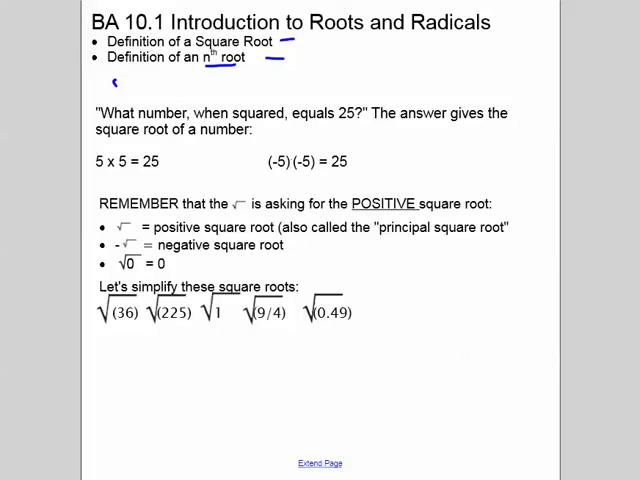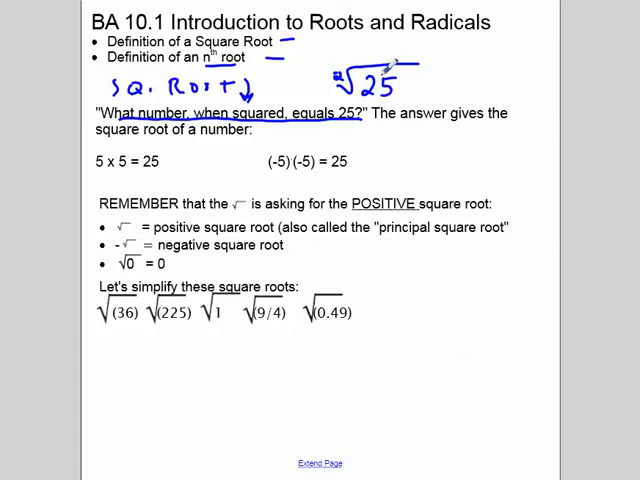A square root talks about this. What number, when squared, equals 25? That would be the same thing as the square root of 25. And we talk about the square root because in here there's an unwritten number. If it's not written, we assume that there's a 2 in there. So the square root, with the unwritten 2, means we've got the square root of 25, asking the same question.